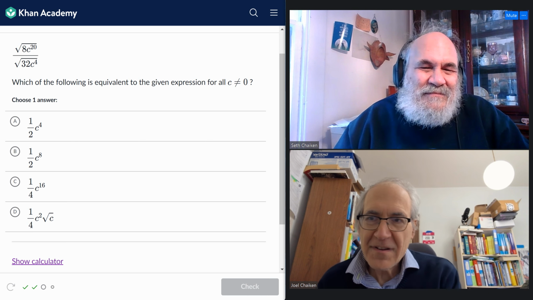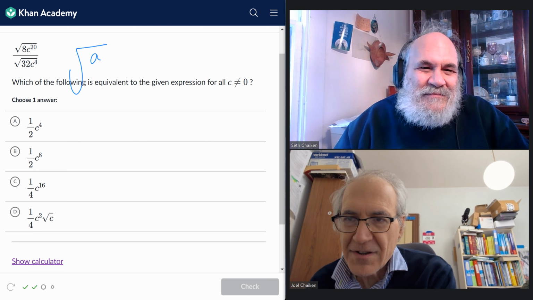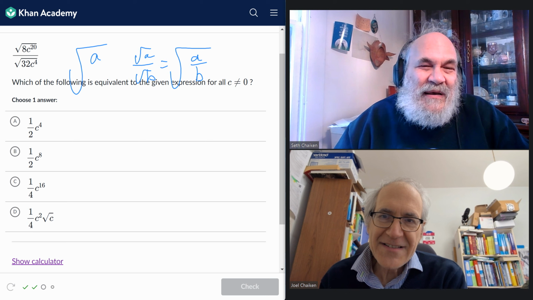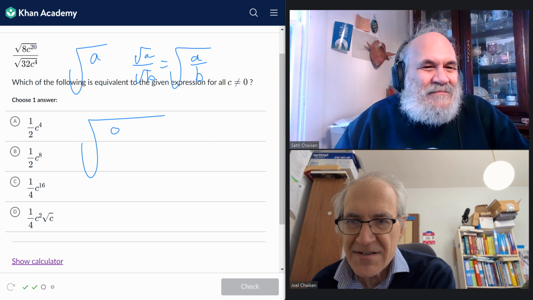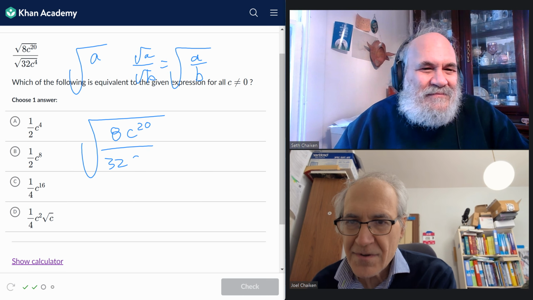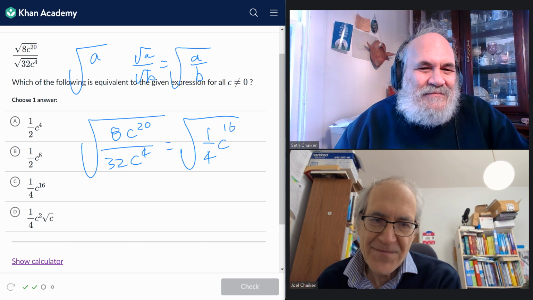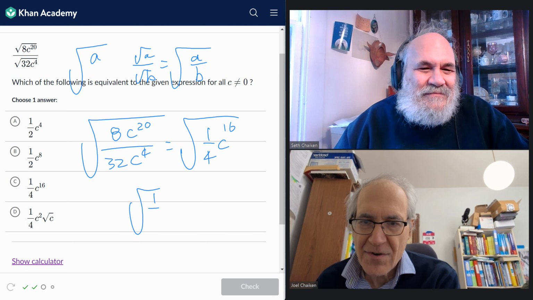Yeah. So there's this rule that radical A divided by radical B is radical A divided by B. So it makes sense to simplify this, doesn't it? Divided by 32 c to the fourth. So if you're really fast, you could probably already see the answer. But this is a quarter c to the 16th. So I'm just doing regular rules. So this is the square root of a quarter, the square root of c to the 16th, which is a half c to the 8th.